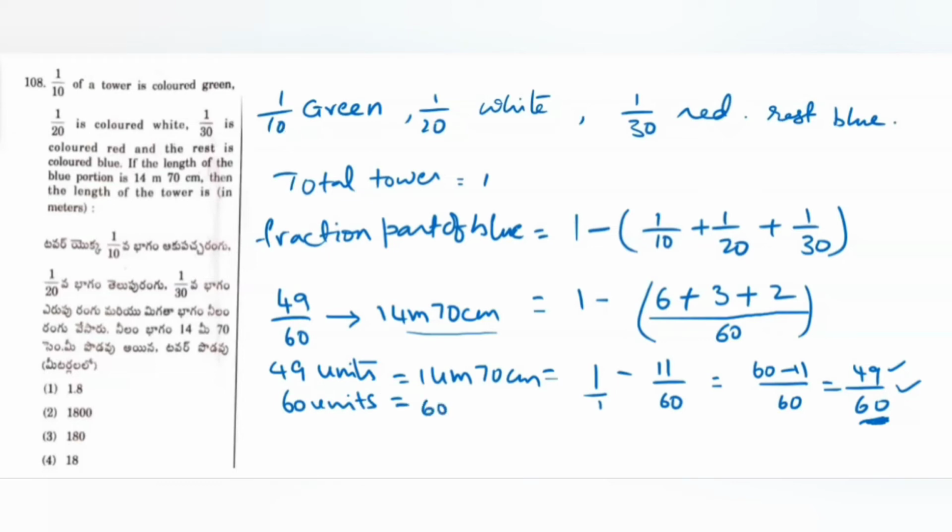So this is nothing but 60 into 14.70 by 49 units. This gives you the total length of the tower. On doing cancellation, 7 and 7 cancel, you will get 2.1, and again 7 cancels, giving 0.30. So the answer is actually 18 meters. 60 into 0.3 is 18 meters. So your answer is option number 4, 18.